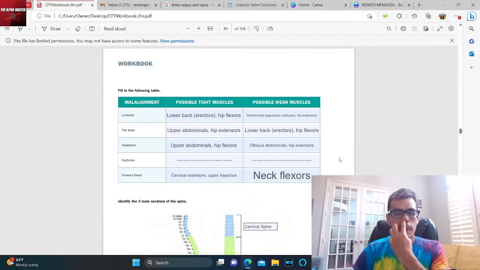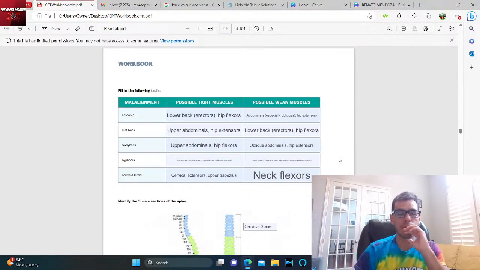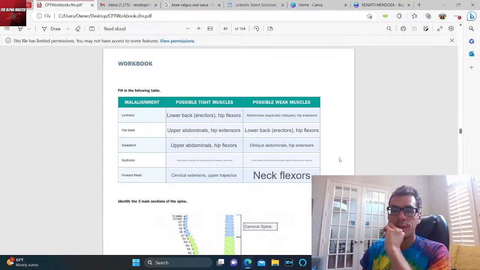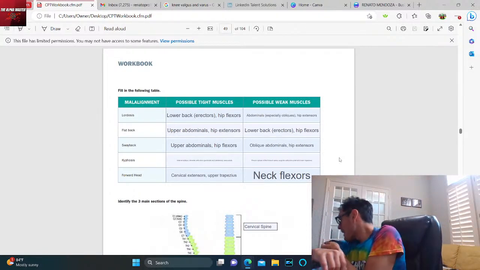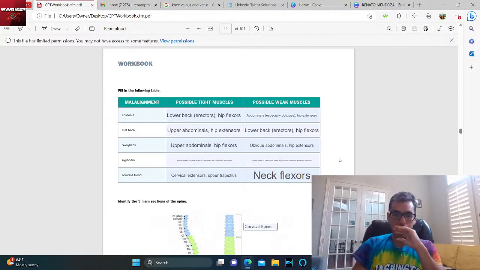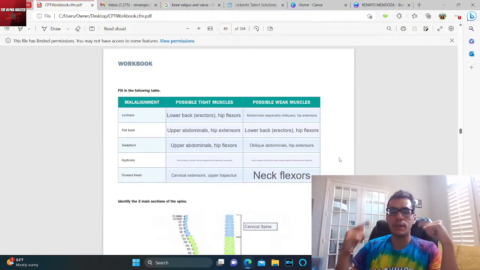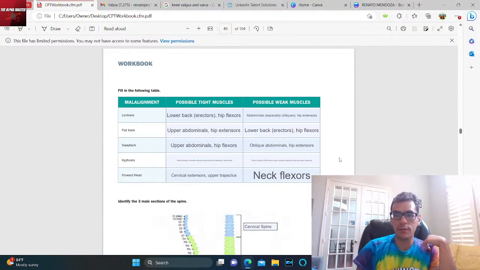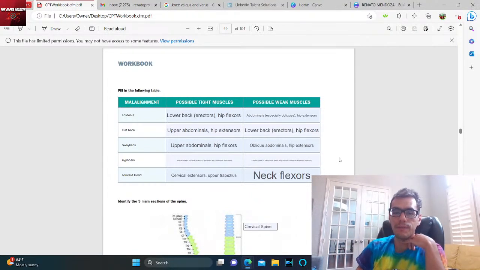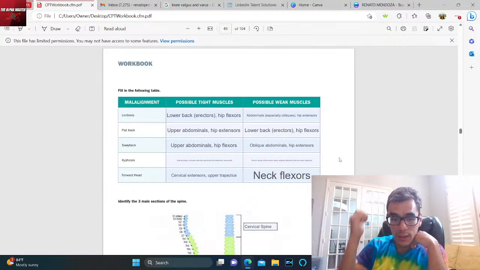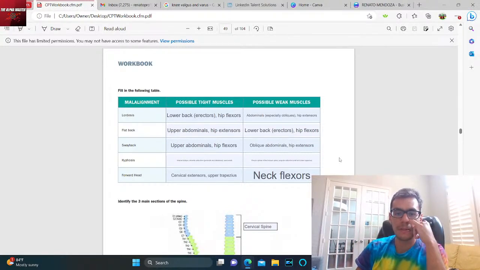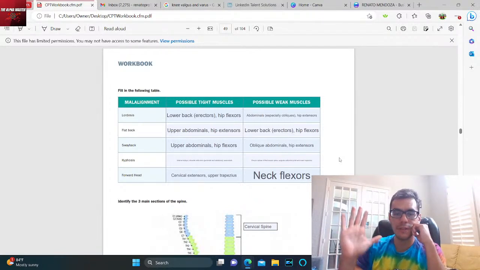And finally, the forward head. For the forward head, you have the cervical extensors and upper trapezius as the possible tight muscles, and the neck flexors as the weak muscles.